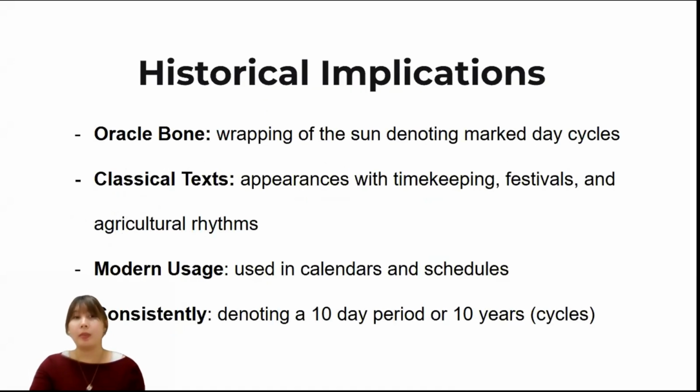A little bit of historical implications about Shun is that in oracle bones, it means the wrapping of the sun, denoting marked days of cycles. In classical texts, it appears with timekeeping, festivals, and agricultural rhythms. And modern usage is in calendars and schedules, as well as in formal scheduling. It is consistently noted as a 10-day period or 10 years, and it's always in some sort of cycle.